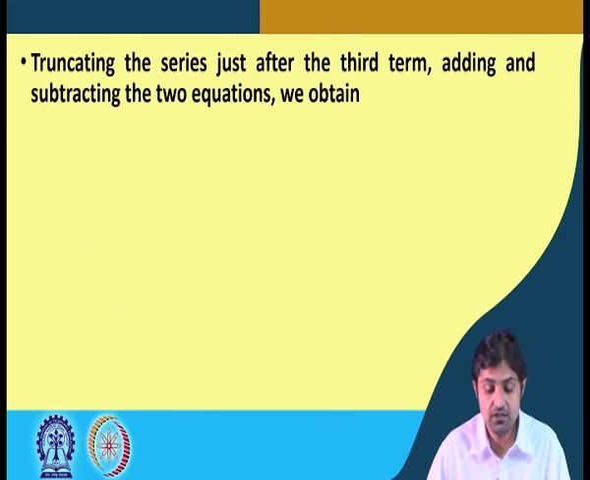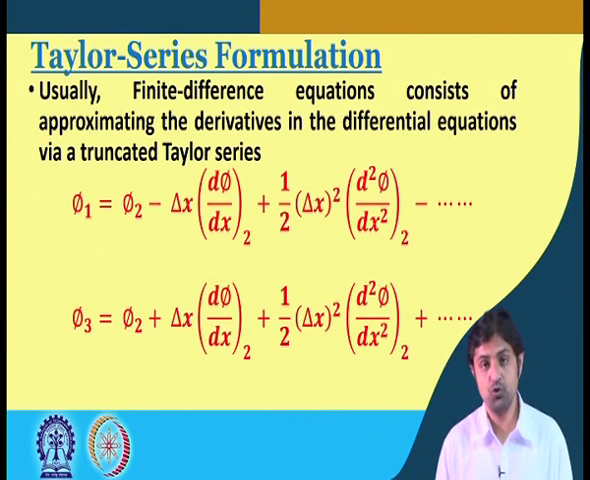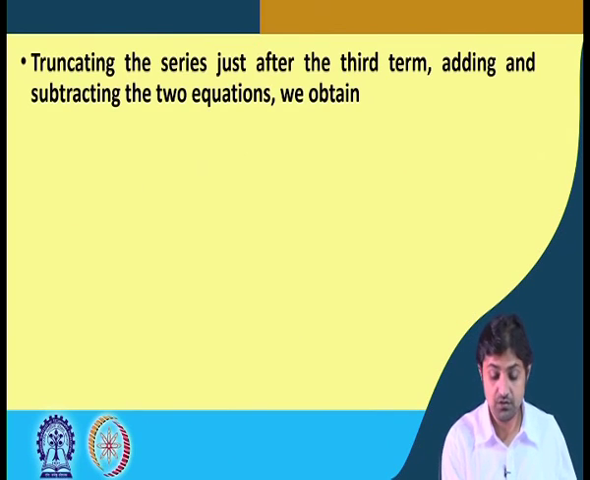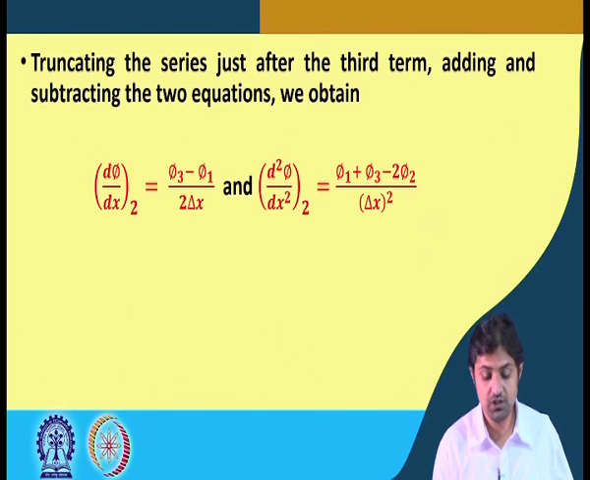So, we truncate the series just after the third term, and add and subtract the two equations. There were two equations, phi 1 and phi 3, both written in terms of phi 2. If we stop the series after the third term and add and subtract the two equations, then we obtain del phi by del x at point 2 as phi 3 minus phi 1 by 2 delta x, and del square phi by del x square as phi 1 plus phi 3 minus 2 phi 2 by delta x square.